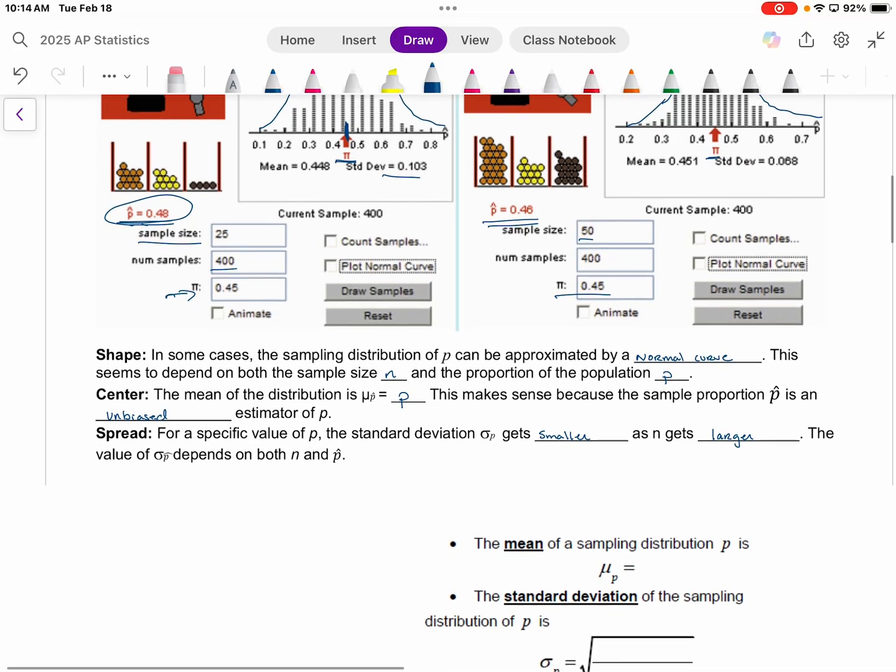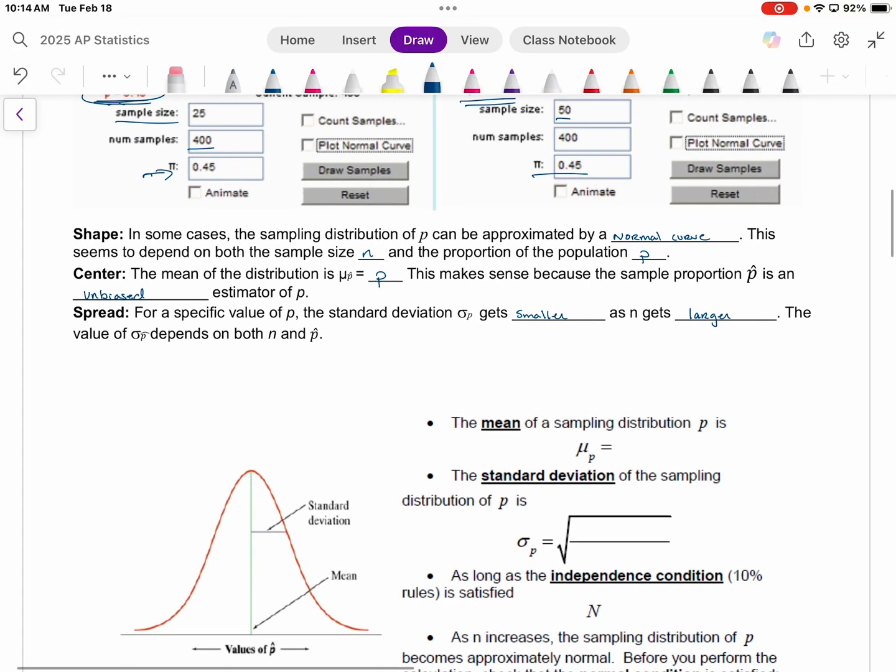So when we look at shape, in some cases the sampling distribution of p hat can be approximated by a normal curve. This seems to depend on both n, the size of the sample, and the proportion of the population p. The mean of the distribution, mu sub p hat, is equal to p, the population proportion. Again, this makes sense because the sample proportion p hat is an unbiased estimator of the population proportion p.